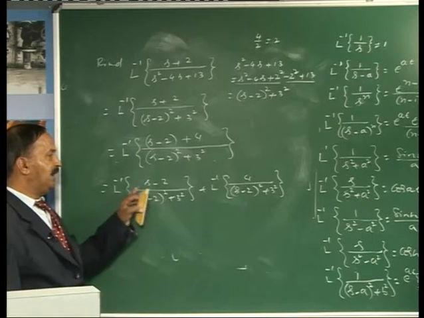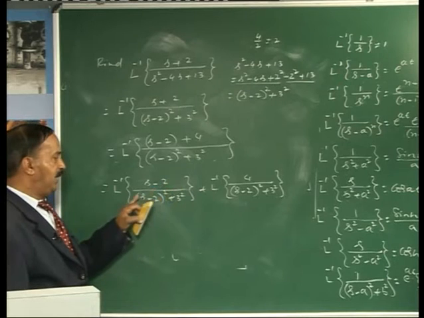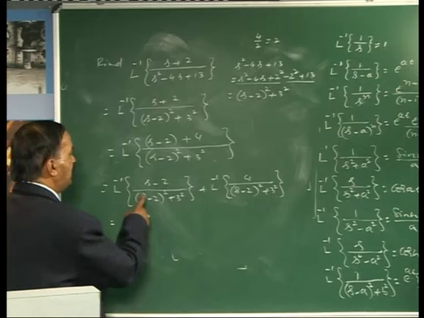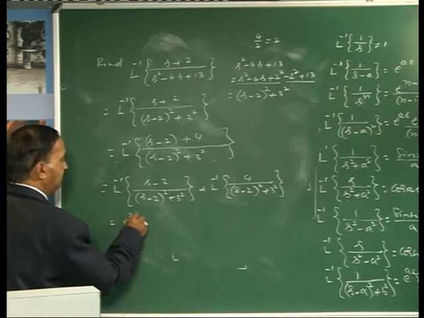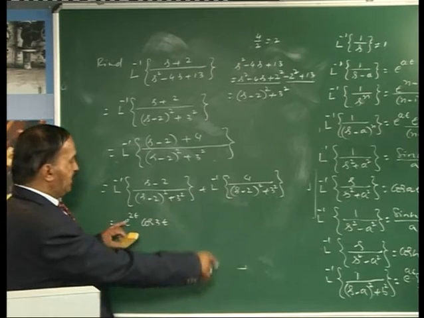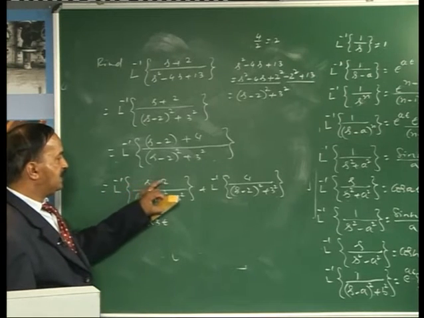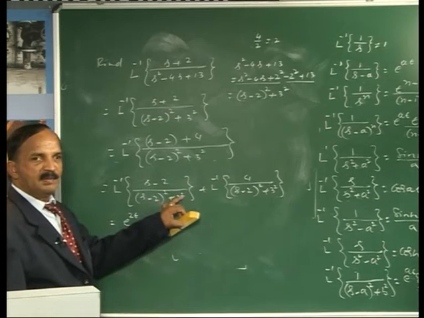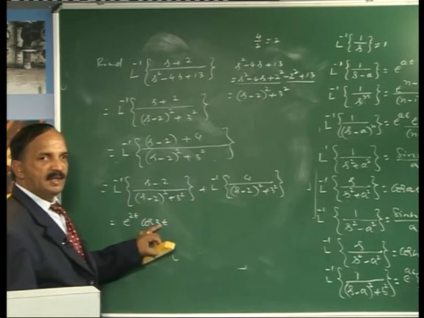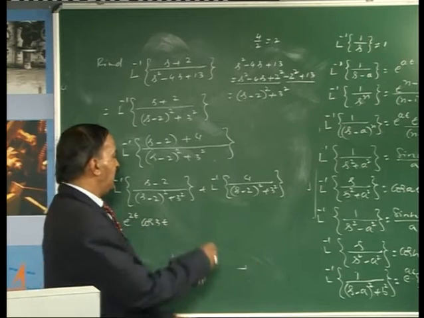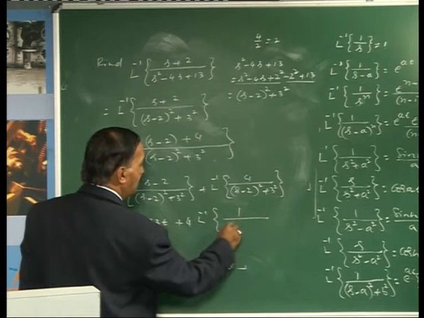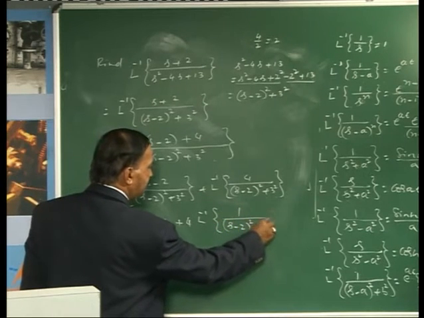Now clearly it is of the form L inverse of (s minus a) by (s minus a) whole square plus b square, standard form. Use the formula, this becomes e to the power of 2t into cos 3t. And here you take 4 outside, 4 into L inverse of 1 by (s minus 2) whole square plus 3 square.